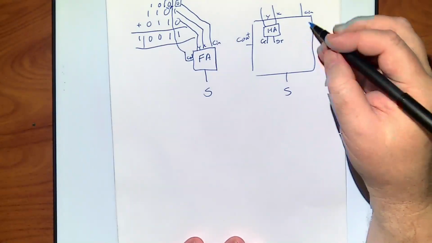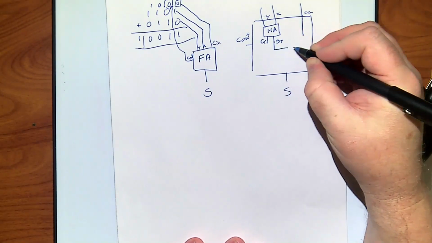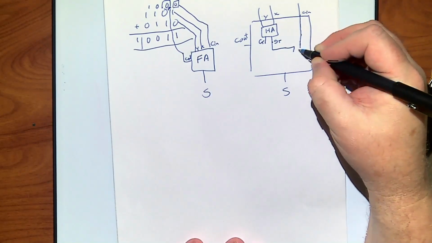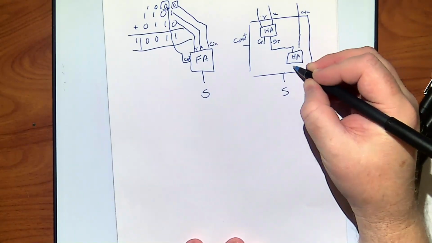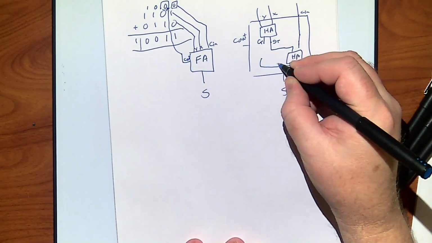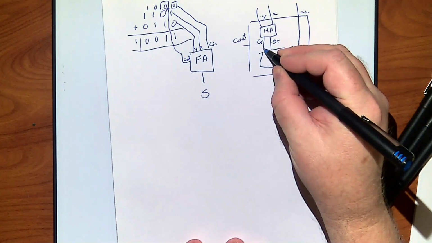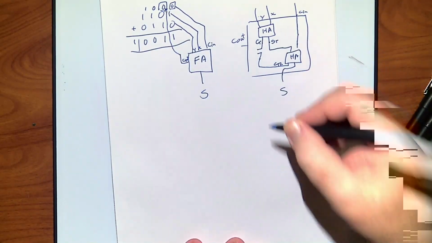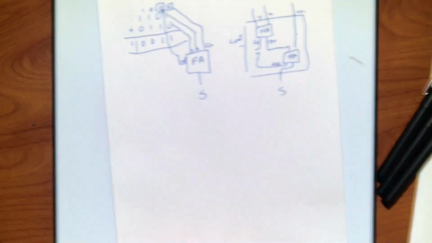And then of these, I'm going to take this carry in, and I'm going to have to add it to this temporary sum. But I have to add 2 bits, so I can put that in another half adder. And I can get a carry out of this also, temporary carry number 2. We'll have to figure out how to combine those, but the sum out of this is the overall sum.